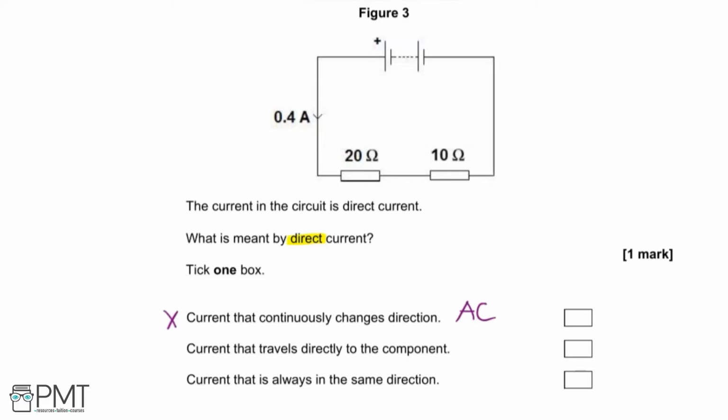Is it current that travels directly to the component? This does sound very direct, but if you think about it, if there's a current flowing directly to the 20 ohm resistor, it would look like this, and if there was a current going directly to the 10 ohm resistor, there'd be another current like this, and that is impossible. In a series circuit, the same current flows through each component, and there definitely can't be two opposing currents looking like this, so it's definitely not this answer.